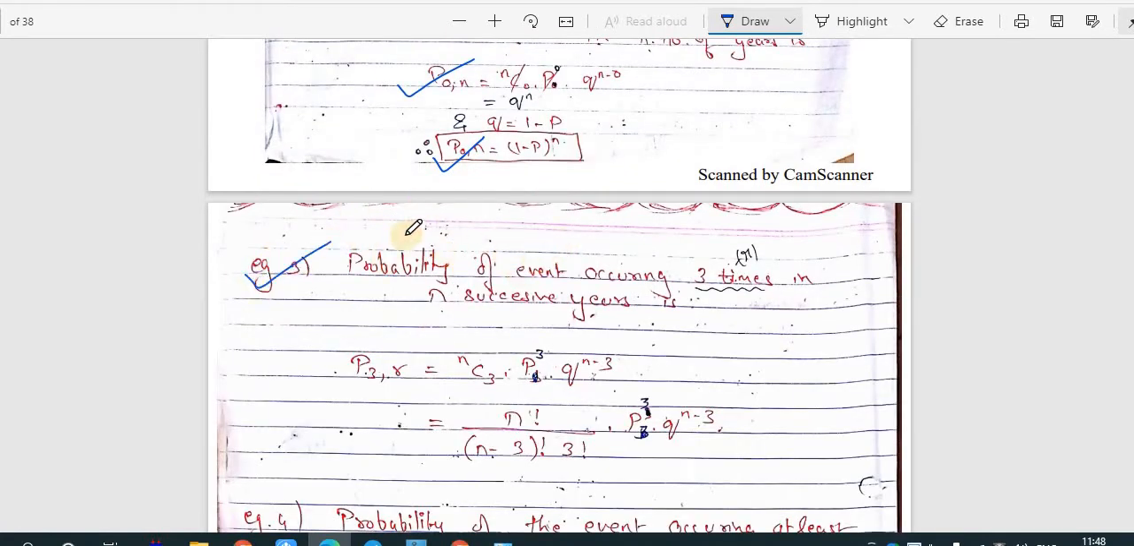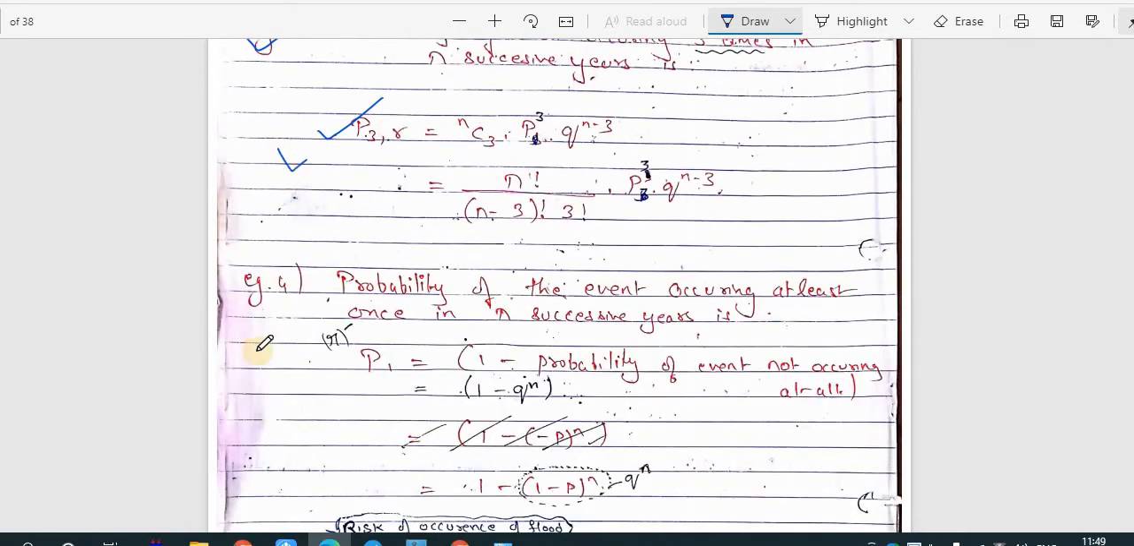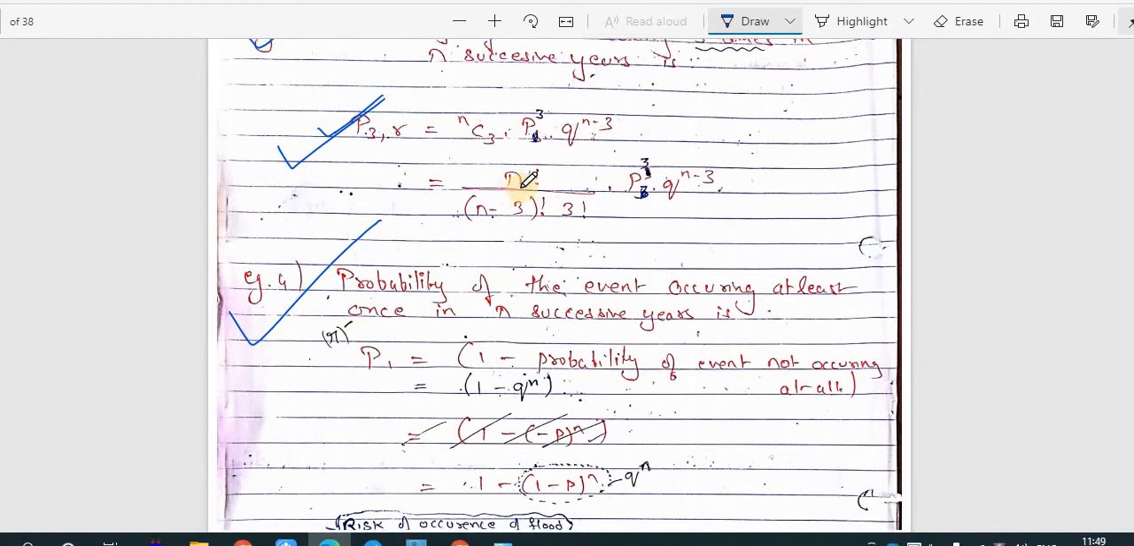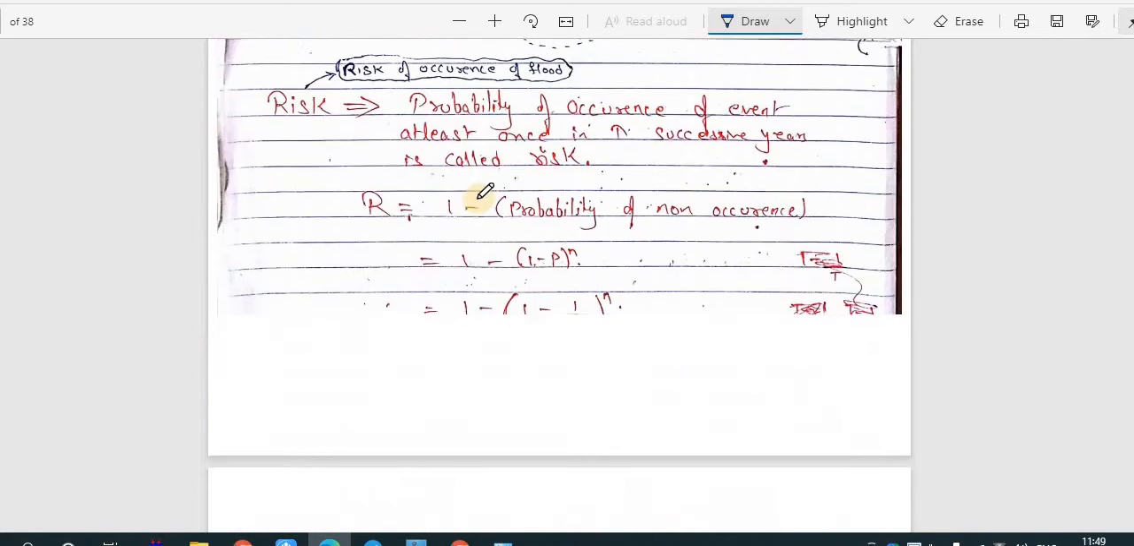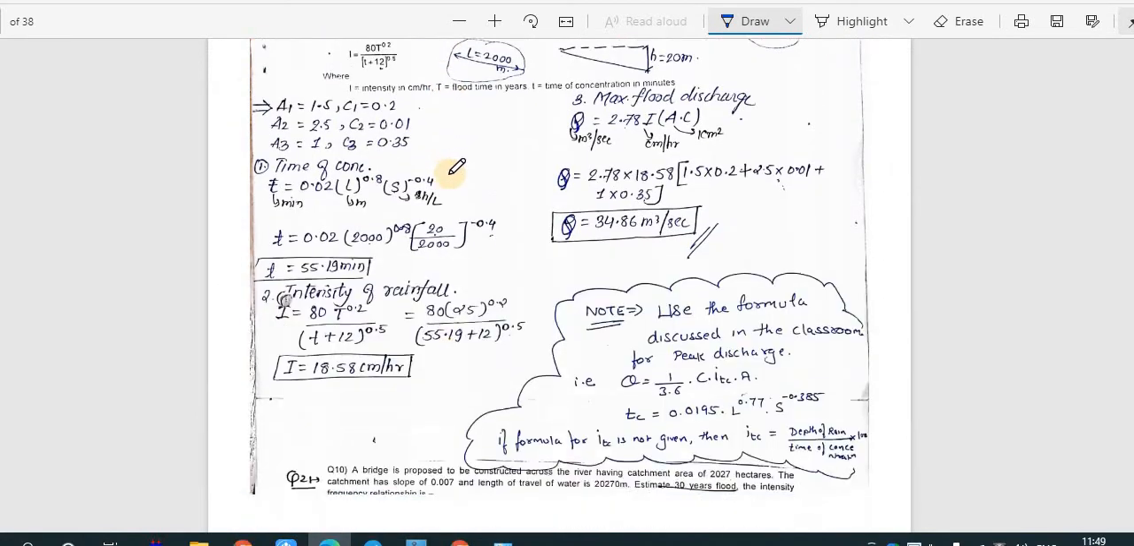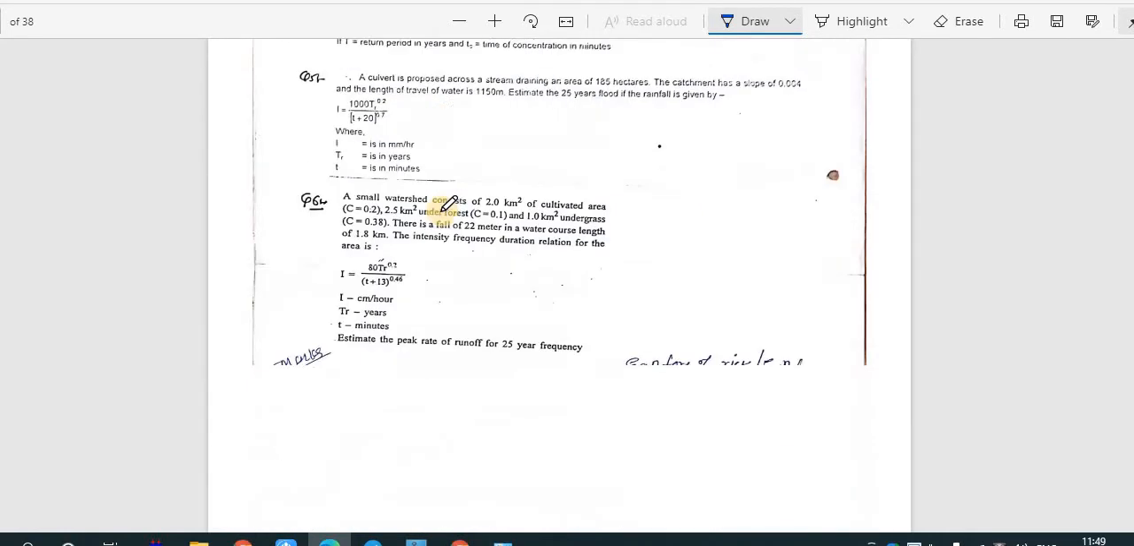Now in case of the probability of the event occurring 3 times, the r value is 3, so the formula for P(3,n) becomes nC3 into p to the power 3 into q to the power n minus 3. In case of 4, and so on. Basically this is the general formula: P(1) equals 1 minus the probability of the event occurring. Now we'll do the numericals related to that.